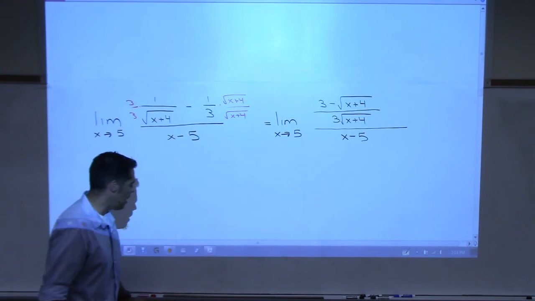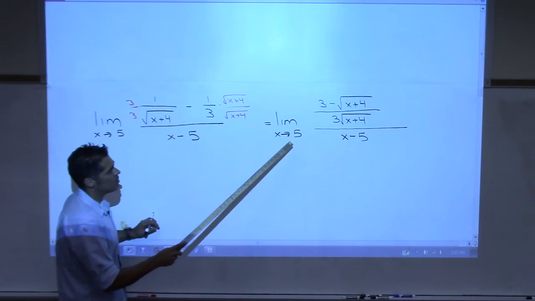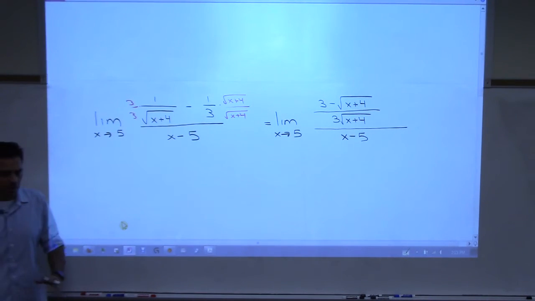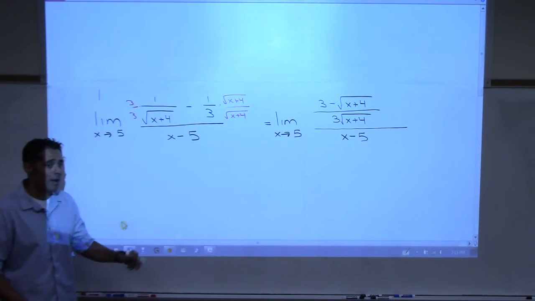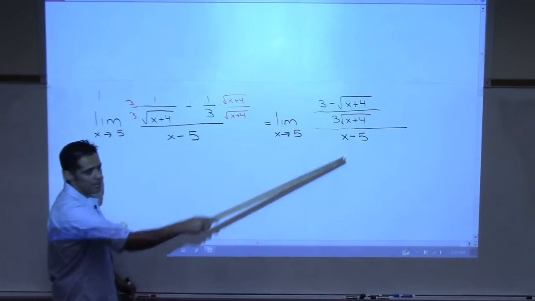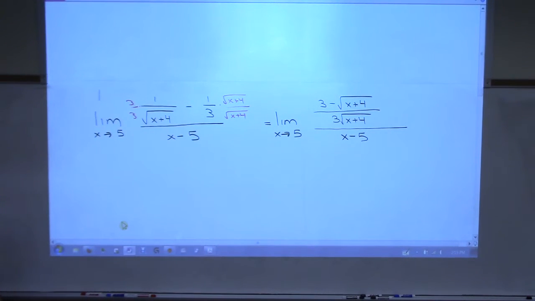You could verify right now, if you wanted to, that if you plug in 5, you're still going to get 0 over 0. It's still going to be undefined. And it's always going to be that way until you get what to cancel? This x minus 5 to cancel. And you're not even close yet. So what do you want to do now?